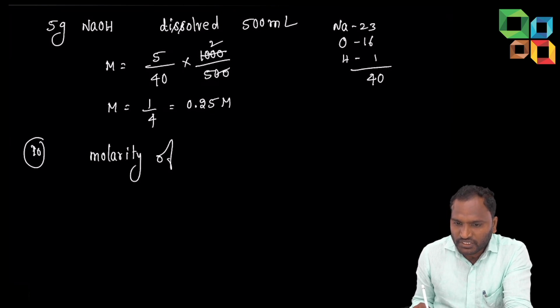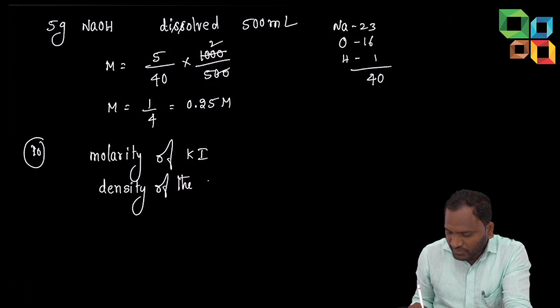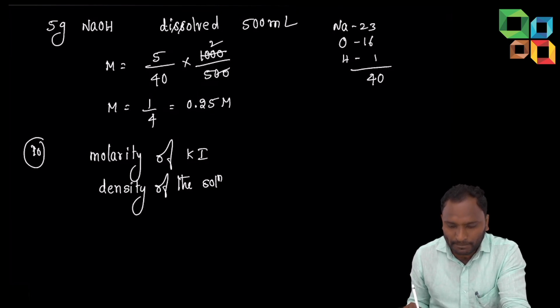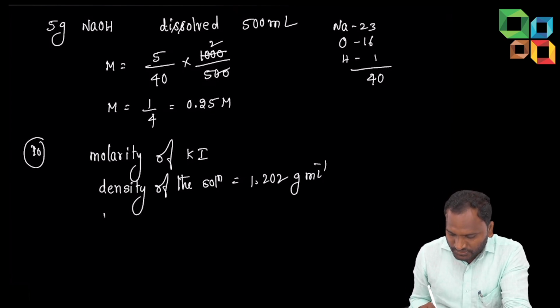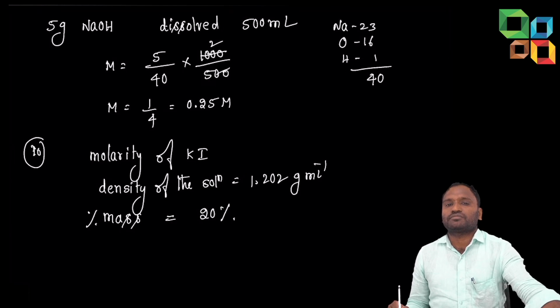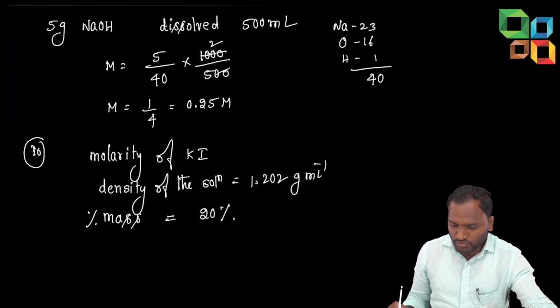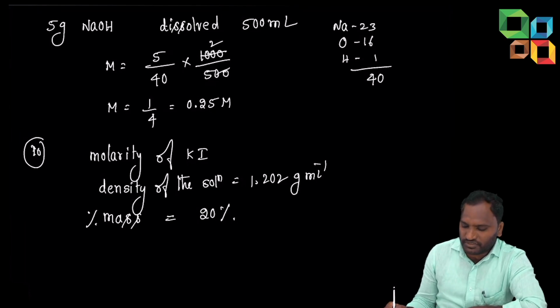Molarity of KI, it seems. Density of the solution they mentioned. Density of the solution is 1.202 gram per milliliter, and mass percentage also they gave. Mass percentage is equal to how much? 20%. Molarity of KI, the density of the solution is 1.202 gram per milliliter.